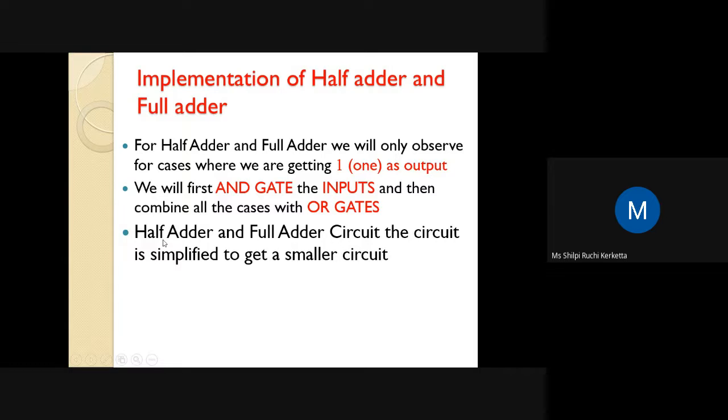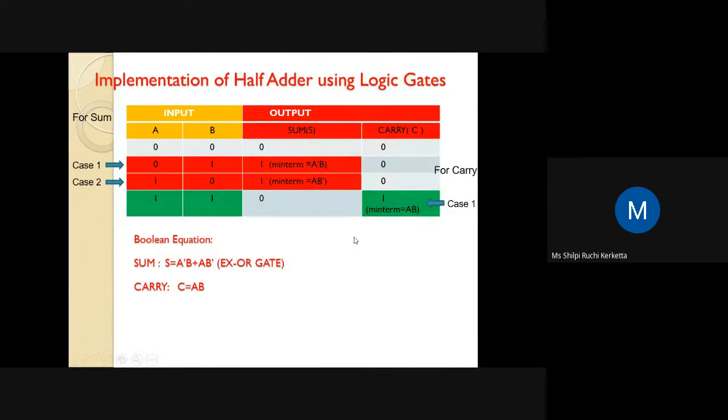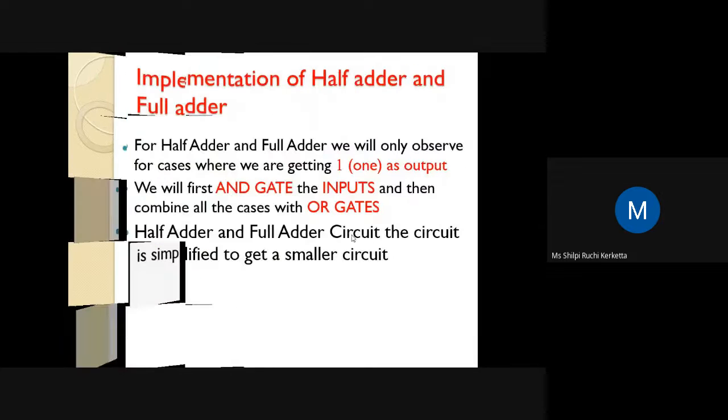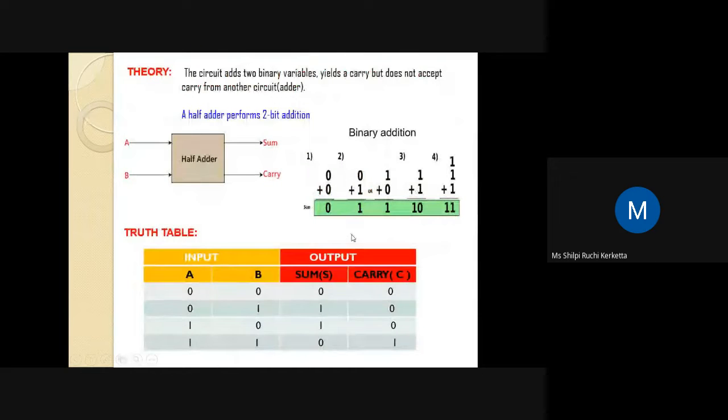Okay. So for the half adder and full adder circuit, we have to make a circuit in such a way that it is a very small circuit, like a minimum number of gates is required. So we have to make a circuit out of this. This is the theory part. Okay. So if we add 0 plus 0, then we should get the sum and carry. So this is the theory.